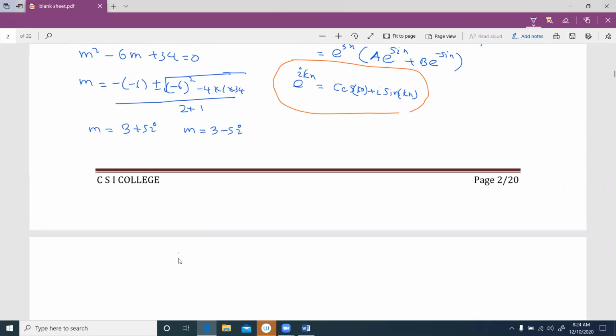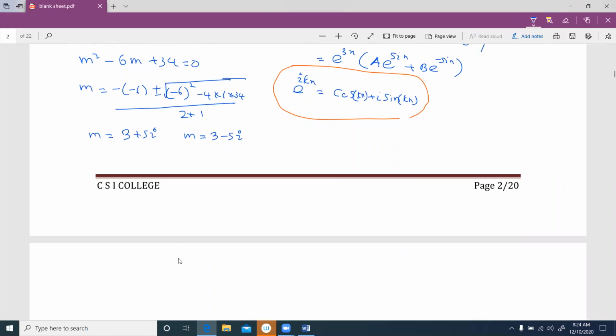Right. So over here, the reduction is e to the power 3x came over here, y equals e to the power 3x came over here. So this one you can say a cos 5x plus i sin 5x plus b cos minus 5x plus i sin minus 5x. Right.